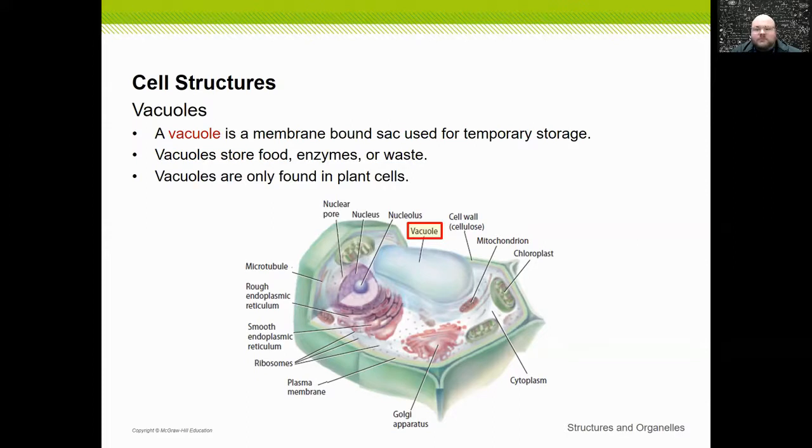So in the restaurant, this will be like the refrigerator. It's like the fridge because it stores food to be used later, the same way that the vacuole stores materials like water and salt that are needed by the cell. So in a restaurant, the vacuole would be like the fridge.